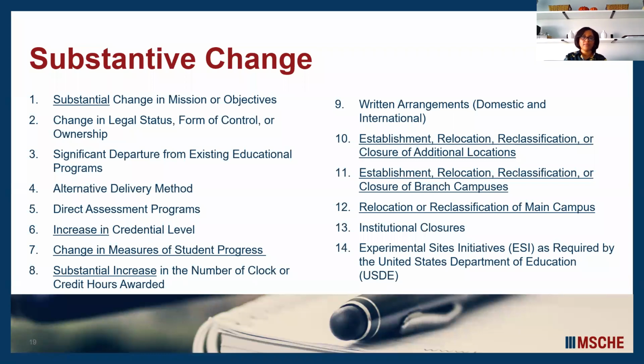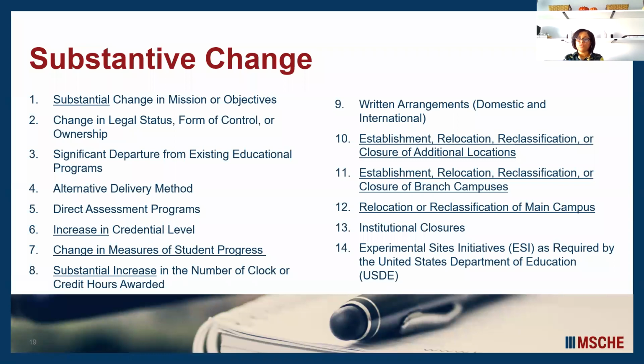And number 9, written arrangements, which was formerly known as contractual arrangements. And so we now have domestic and international. We have them broken out into different sections. But for domestic written arrangements with third-party providers that are not recognized by USDE, and that's the key, that the provider is not recognized by USDE.